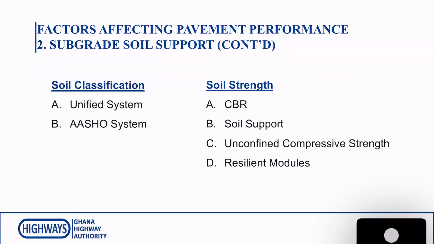Now, soil classification is important since it gives us a good idea of the grading and constituents of the in-situ soil material. There are two methods of soil classification. The first one is the unified system, and the second one is the AASHTO system. For road construction, the AASHTO system is generally used.